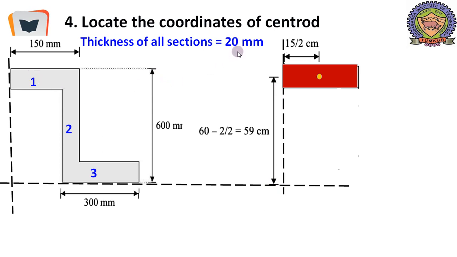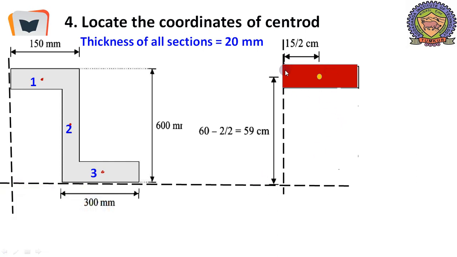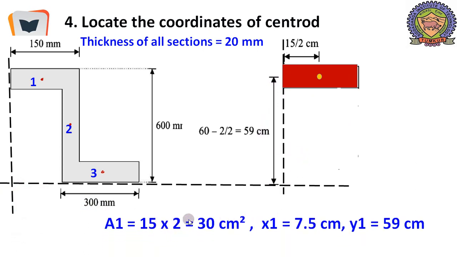60 minus 2 by 2, because this is 2 centimeter, half of 2 centimeter, because of the centroid of this. We will just mark it again for the sake of clarity. So here is the centroid of this horizontal rectangle, the upright rectangle's is somewhere over here, and for this one it is over here. These are the centroids of the elementary areas. Now after having known this area and y1 and x1, it's only calculation. A1 is 15 into 2, 30 centimeter square, x1 is 7.5 centimeter, y1 is 59 centimeter.